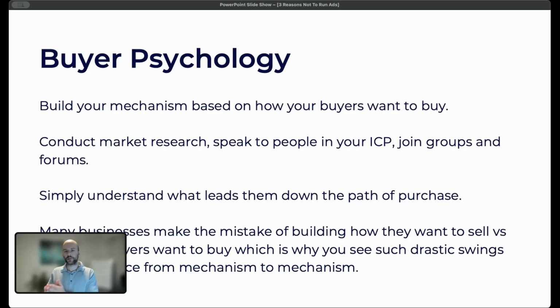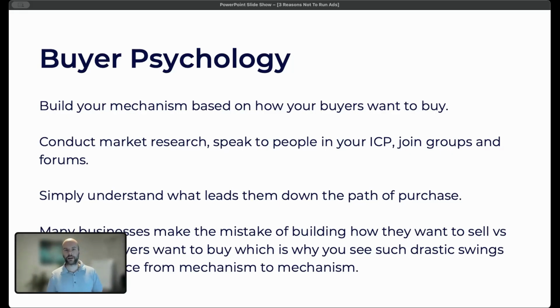Now, of course, we want to make sure that whatever mechanism we choose, it's sustainable and we can execute it from a company standpoint. But at the same time, we want to tie it into how our buyers typically buy, because the more in line with that we can make our mechanism, the better results we're obviously going to achieve.